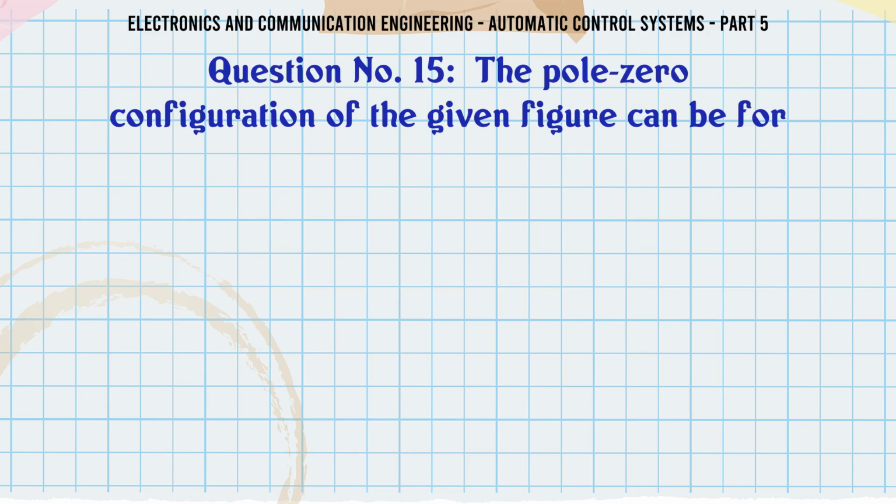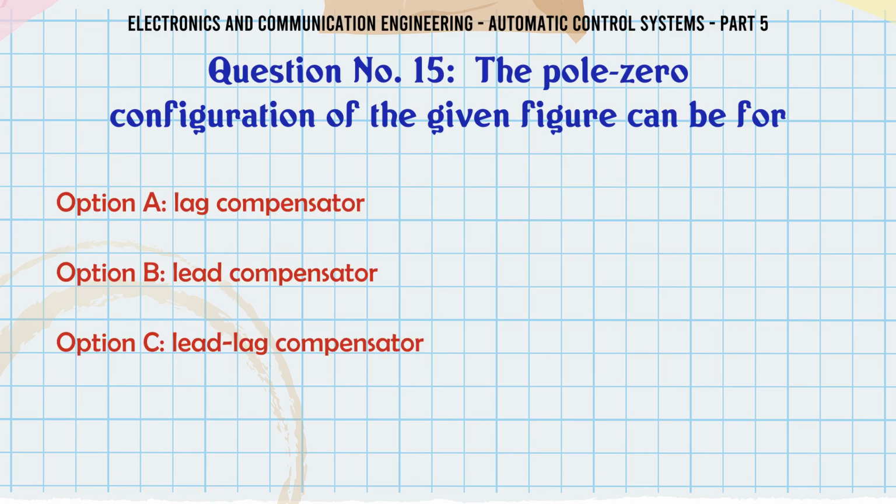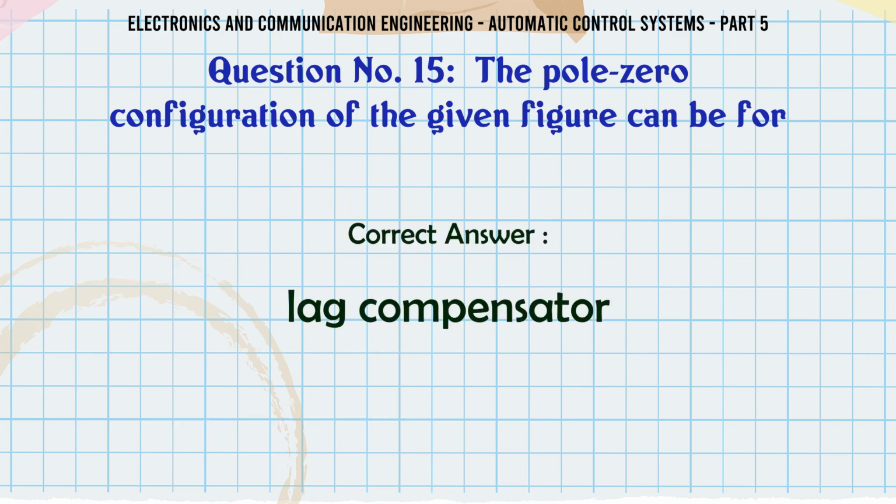The pole-zero configuration of the given figure can be for A. Lag compensator, B. Lead compensator, C. Lead-lag compensator, D. Series compensator. The correct answer is lag compensator.